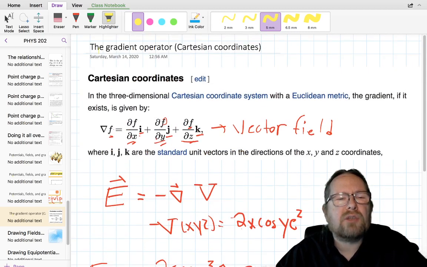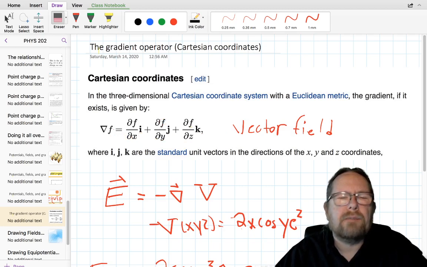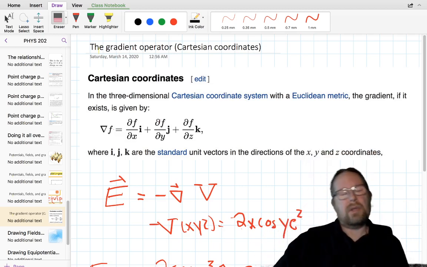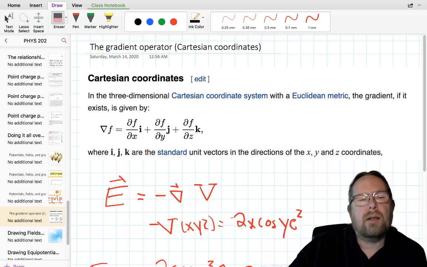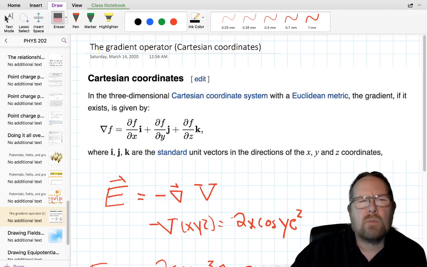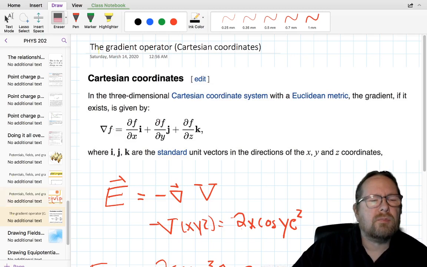It's worth noting that the expression for the gradient and how you take the gradient is much more complicated in cylindrical coordinates and spherical coordinates, just like the expressions for the differential elements of volume are much more complicated in cylindrical and spherical coordinates than just dx, dy, dz. The expression for the gradient operator, this thing that you have to do to the scalar function to get the vector function, is actually way more complicated. We won't deal with that. Again, that's something more for an advanced undergraduate electromagnetism course.